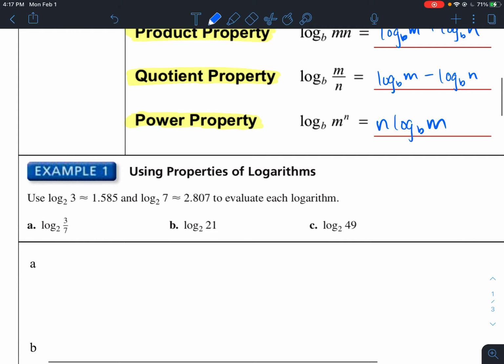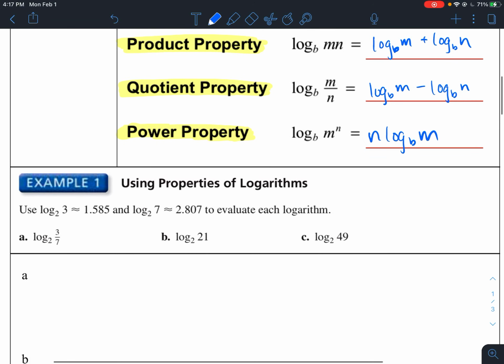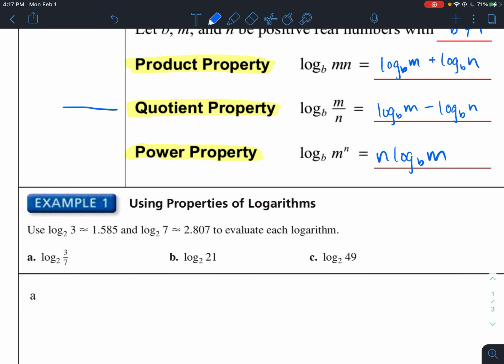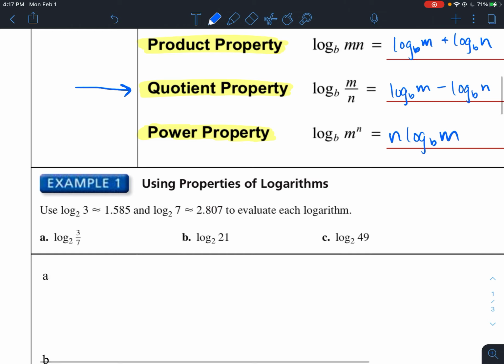Log base 2 of 3 divided by 7. What we're going to do here is use the properties of the logarithms to simplify and evaluate. So we are dividing right here, so hopefully that can give you a tip of which property we're using. Use the context: quotient, which is division. So let's use this.